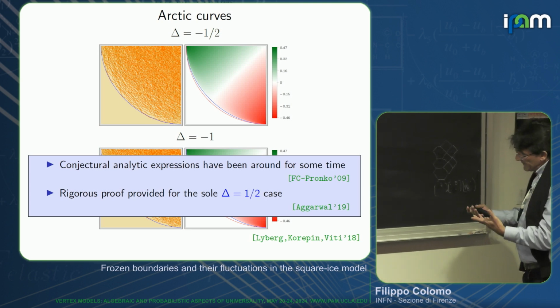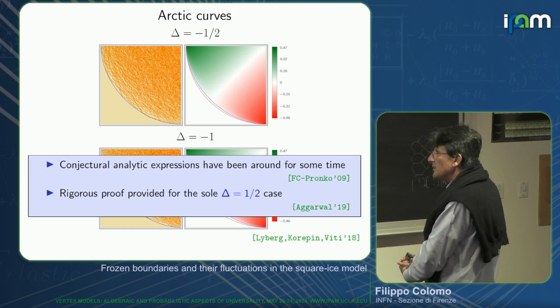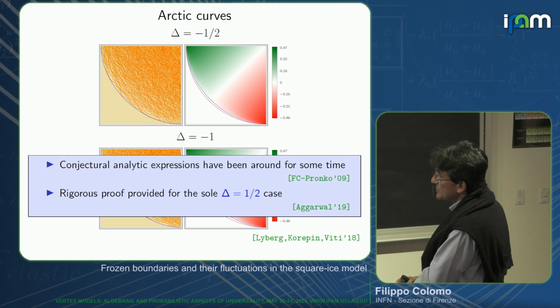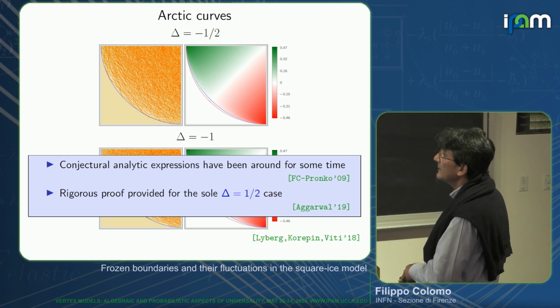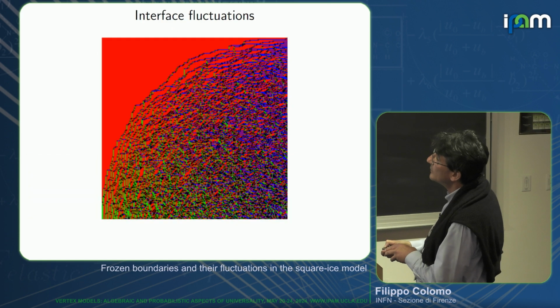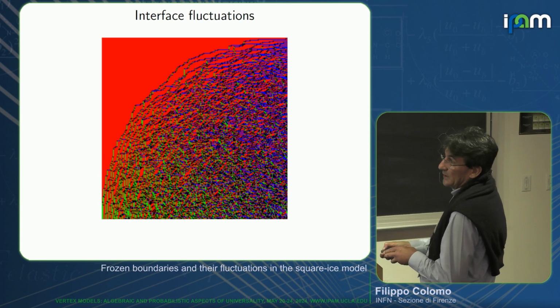This Arctic curve, the explicit analytic expression of this Arctic curve, has been around for some time, but it is conjectural. It has been proven only in recent time for the sole delta equal 1/2 case. But the next question you can address then is the fluctuations.